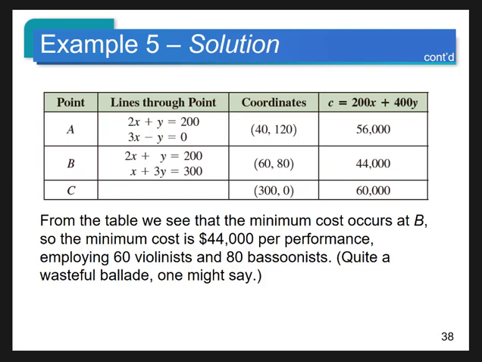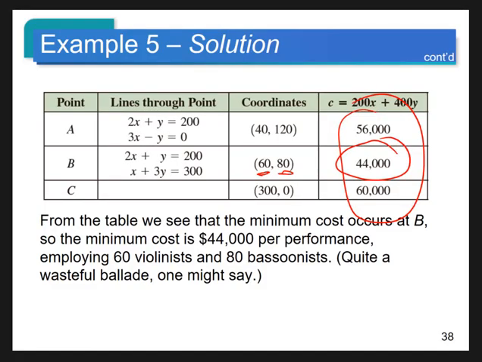So those are the points that are created by our constraints that are given. And these are the values that the objective function you're putting in for the cost is those values. So far, it looks like cheapest would be to have 60 violinists and 80 bassoonists. That'd be $44,000. But let's make sure that there aren't other possibilities.